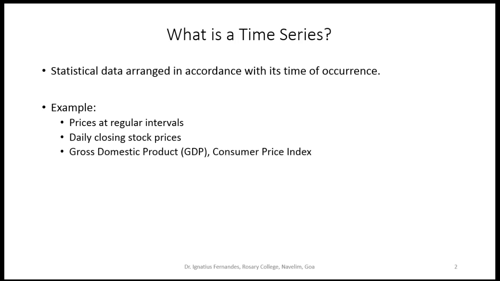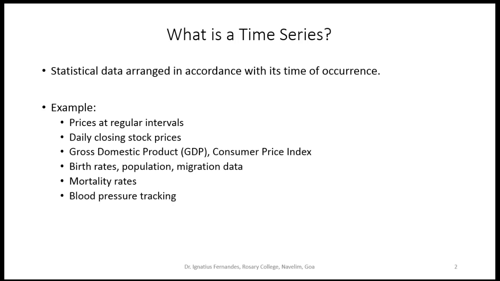Gross domestic product, if you note down the quarterly GDP values, or the consumer price index, or yearly values, depending on what period we consider, is an example of a time series. Birth rates, population, migration data, year-wise birth rates or population values, are examples of a time series. The mortality rates, and blood pressure tracking, if you write down your blood pressure values on a daily basis, are examples of a time series. So in general, any data that is recorded based on the time of its occurrence, we call a time series.